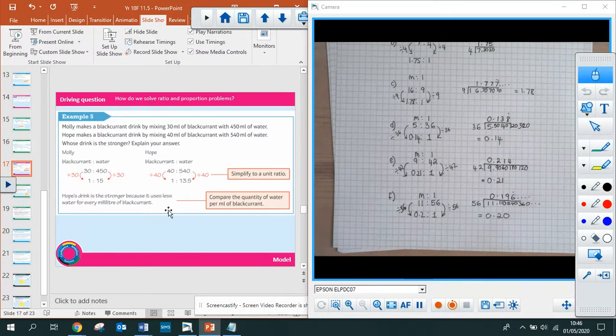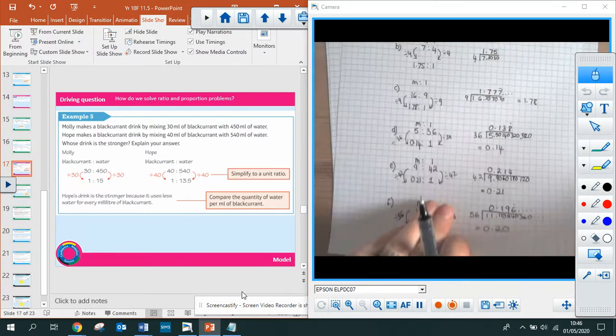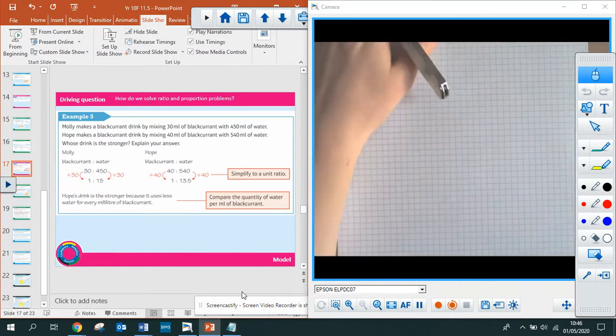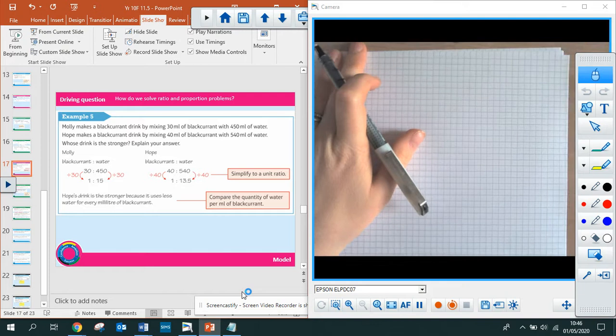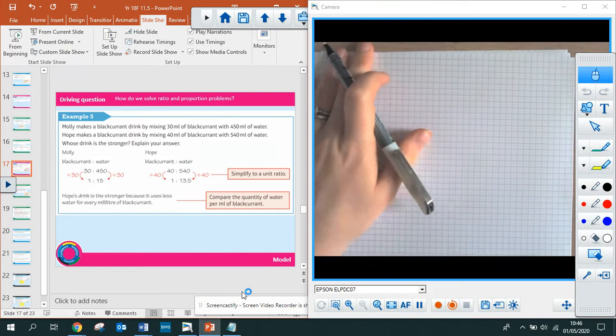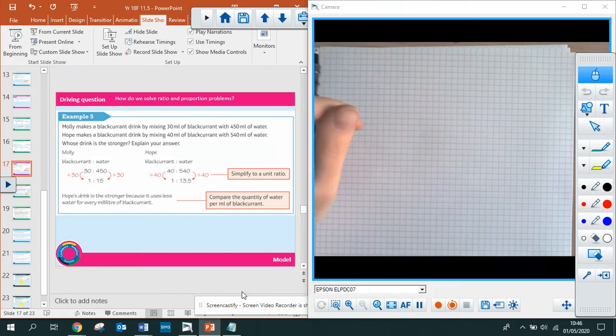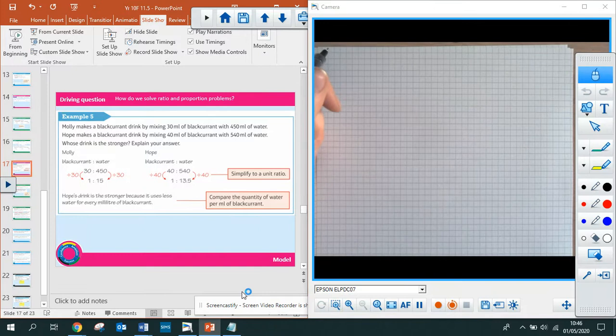So let's look at this next example then. Molly makes a blackcurrant drink by mixing 30 millilitres of blackcurrant with 450 millilitres of water. Hope makes a blackcurrant drink by mixing 40 millilitres of blackcurrant with 540 millilitres of water. Whose drink is stronger? And explain your answer.